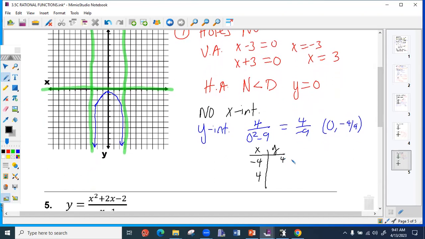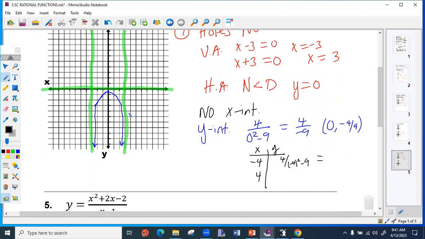So we have 4 over -4 squared minus 9. When I put it in the calculator, the spot where it has an error in the table, those are our asymptotes.